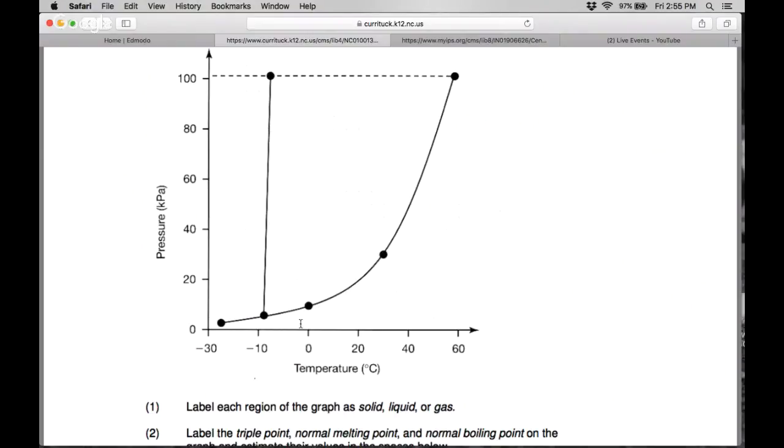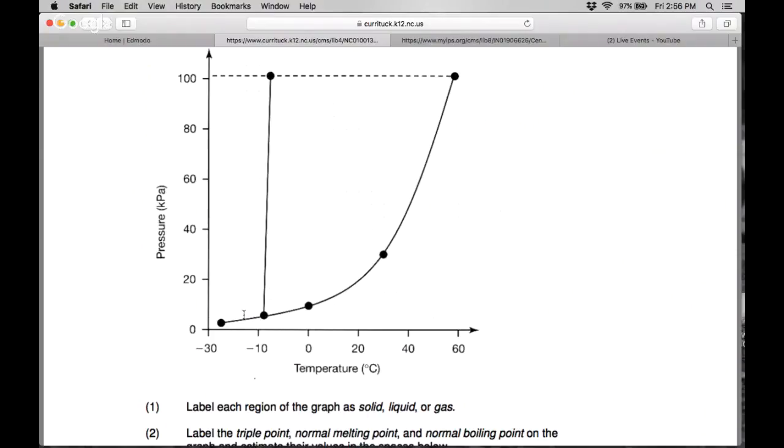This line, all the way from right here, all the way up, is the change of state from a liquid to a gas. So if you cross the line, like if you start here and you go over here, you're turning from a liquid to a gas, so you are vaporizing. If you start over here and go this way, back from a gas to a liquid, you are condensing.